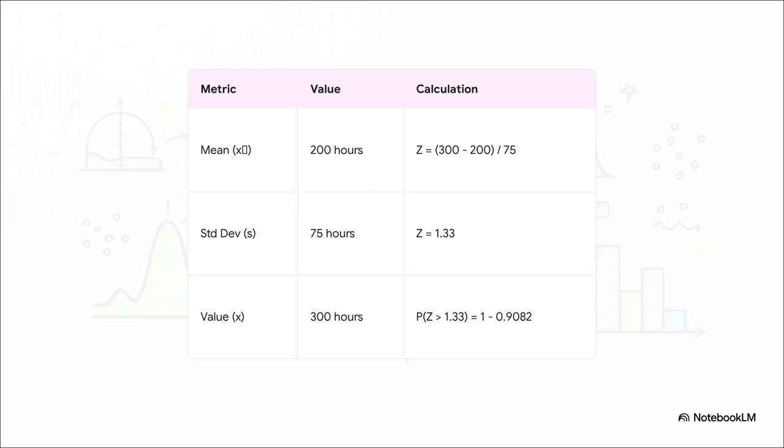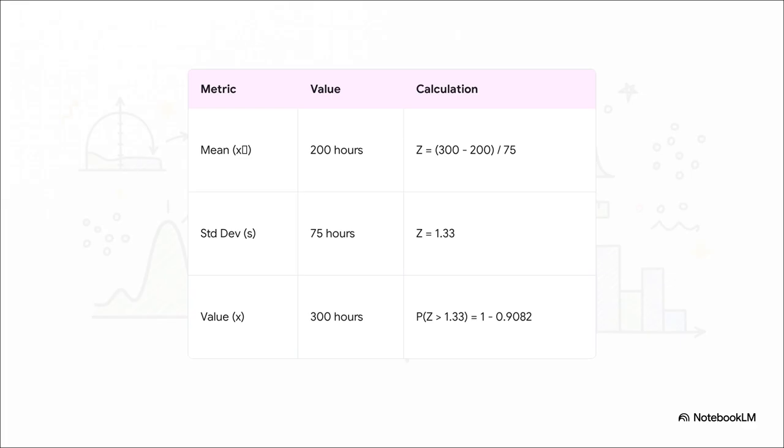A little bit of math gives us a Z-score of 1.33. Now here's the crucial part. A standard Z-table gives you the probability to the left of your score. But we want to know about stays that are longer than 300 hours, so we need the area to the right. To get that, we just find the table's value for 1.33, which is 0.9082, and subtract that from 1, or 100%.